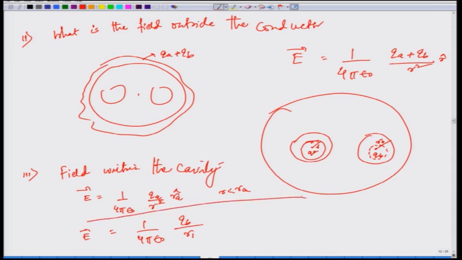Similarly here, this is Q by R square in the RB cap direction, but the condition is R should be less than RB. So these are the electric fields inside the cavities. And the force on QA and QB: we know that this is a conductor, so it will already have incorporated negative charge here. So the force on QA and QB will be 0. It seems that QA will never see QB, and similarly QB will never see QA.